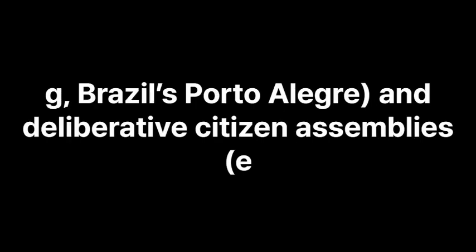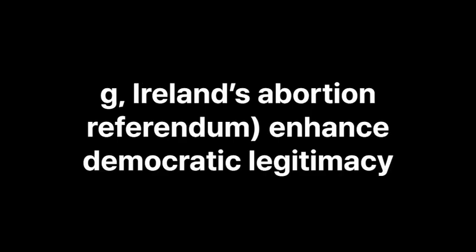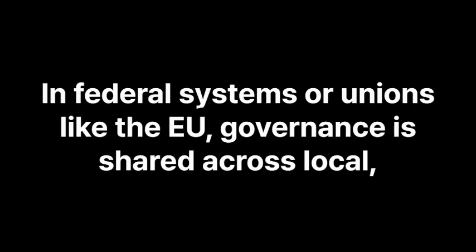7.2 Participatory governance. Local participatory budgeting, e.g., Brazil's Porto Alegre, and deliberative citizen assemblies, e.g., Ireland's abortion referendum, enhanced democratic legitimacy. 7.3 Multi-level governance. In federal systems or unions like the EU, governance is shared across local, national, and supranational levels, requiring coordination, subsidiarity, and negotiation.